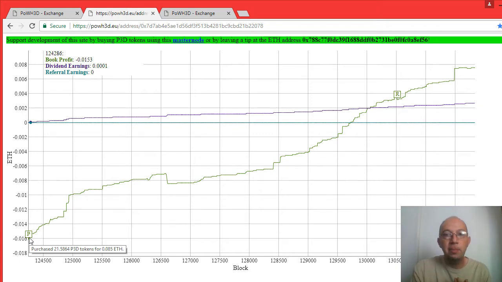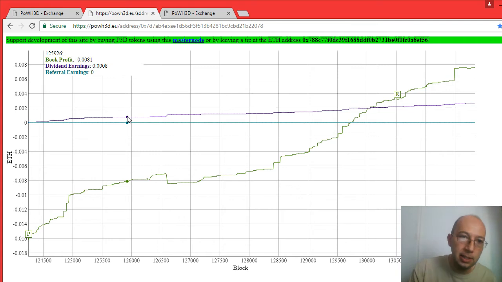And three things start happening. You'll notice there's three lines here. This purple line is your dividends that comes from the tax as everybody uses the coin, as they buy the coin, as they sell the coin, as they trade the coin. Every transaction is taxed 10%, and that's just divided amongst all the coin holders. So with every transaction, this purple line here is going up, up, up, up, up.